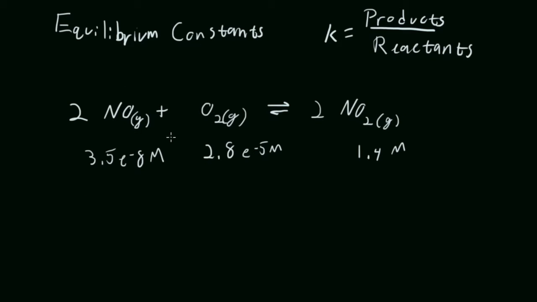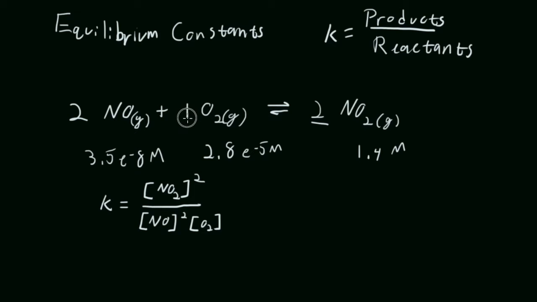I've got this first equation, so I'm going to take K equals my products, which is going to be NO2, and then I'm going to square that because of this 2 right here. I'm going to divide that by the concentration of my reactants. It's just everything's multiplied together. Notice my NO is squared because of the 2 right here, and the O2 is really to the 1 power. I don't write the 1 power, just like I don't write the 1s here.